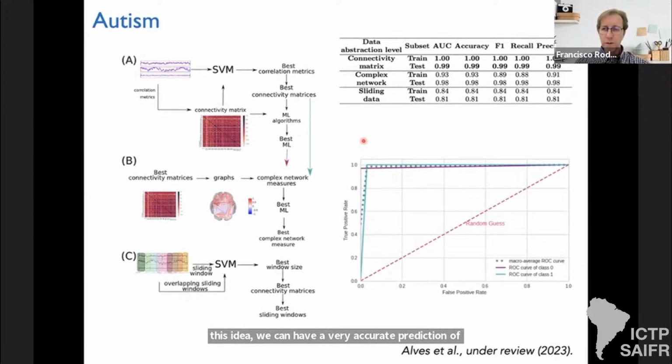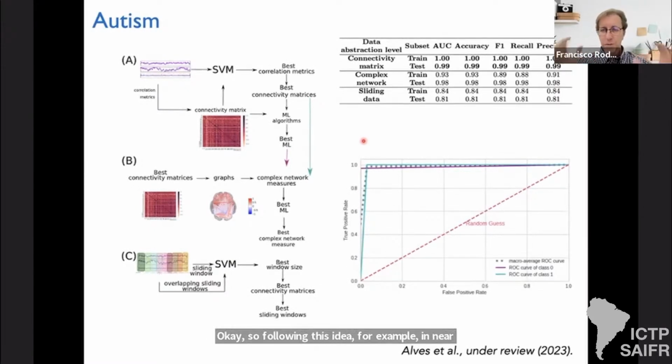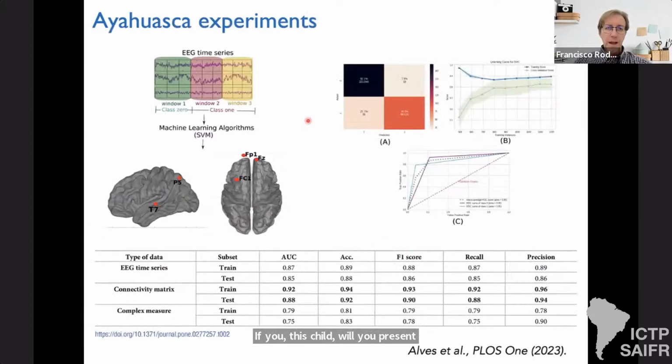Okay, so following this idea, for example, in the near future, we'll be able to just put electrodes on the brain of some kid and try to verify if this child will present autism or not. Okay, and also we performed one experiment with ayahuasca. Ayahuasca is a kind of drug that people use mainly in the Amazon. And following this idea, we verified that when people take this kind of drug, the brain will change its topology.